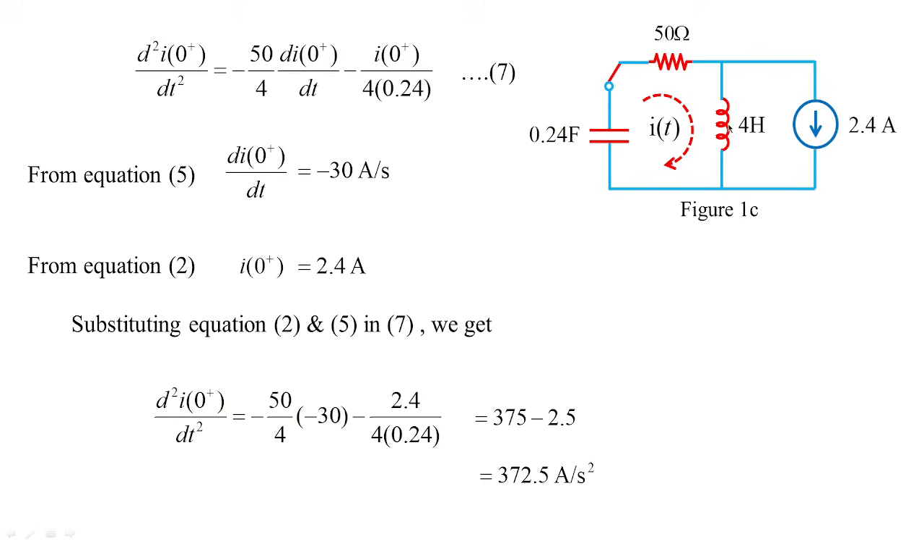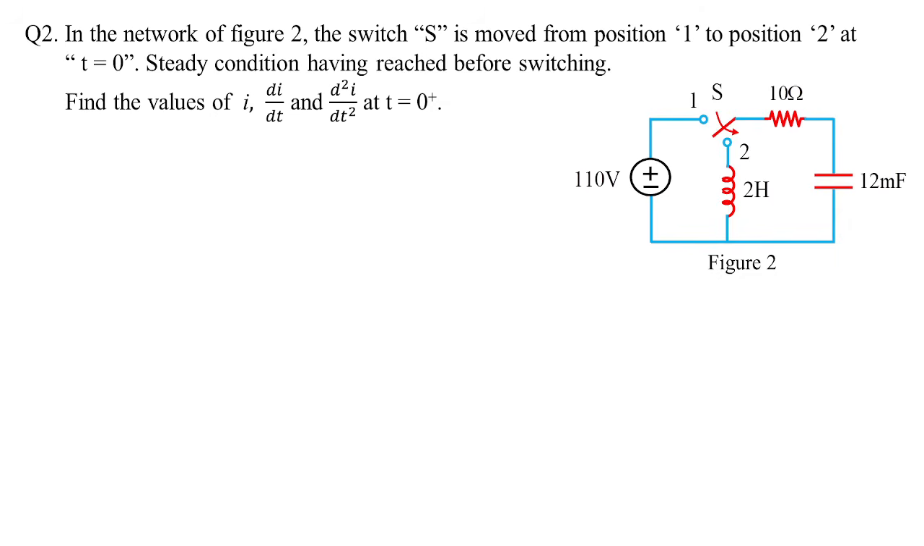So this is how we solve inductor capacitor problems, the switching conditions, especially when they are changed from one position to another position. In order to get a better idea, let us take example 2, where you have the changed position of inductor and capacitor. In the previous problem, the inductor was placed here, in series with 50 ohms. Now 10 ohms is in series with 12 millifarad, and the inductor is situated at the second position. Now what we need to find out is the value of current, then differentiation of current, and then double differentiation of current at t equal to 0 plus.